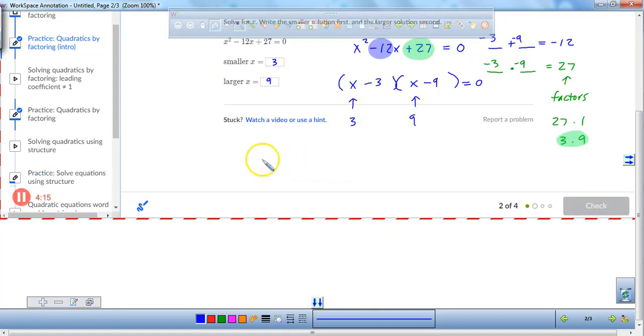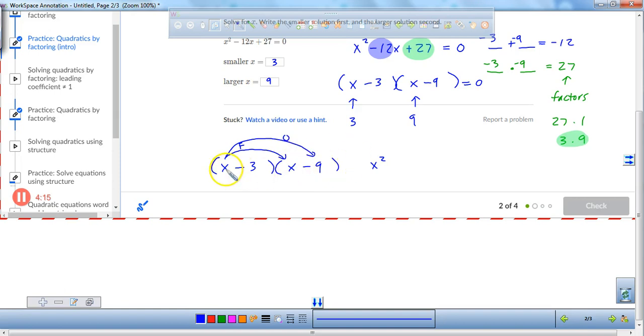Now, if you're ever wondering if you actually got the correct factors, you could use the FOIL method to make sure that you got it correct. So the FOIL method, once again, do your first products. I'm going to call that F. Our first product is x times x. That's x squared. Then we do our outer products.